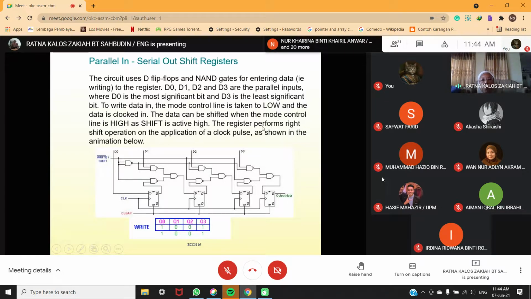So the register performs write and shift operations on the application of a clock pulse, as shown in the animation below. So now look at the animation. The data goes in and then shifts up one by one. Right? Can you see that? Okay, clear first, and then the data goes in and then it will be out. Can you see? At the bottom of the circuit here.